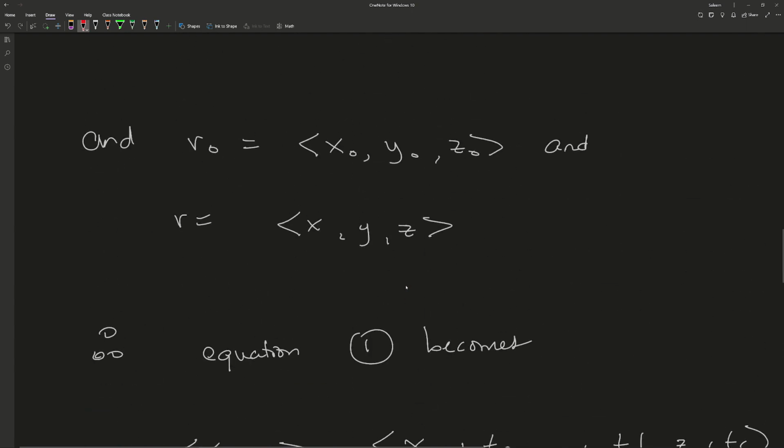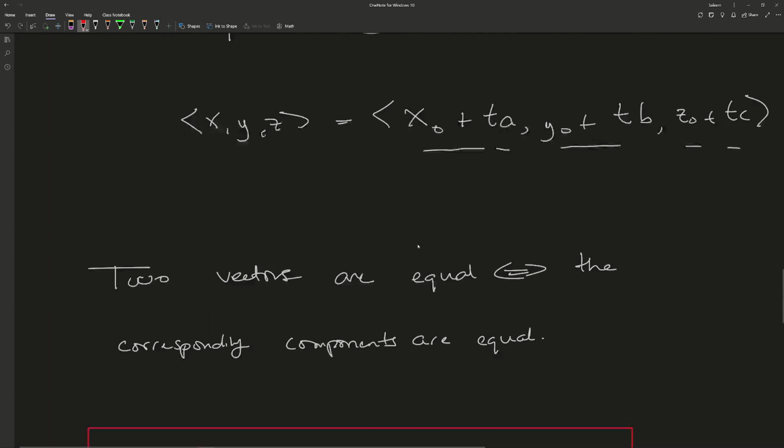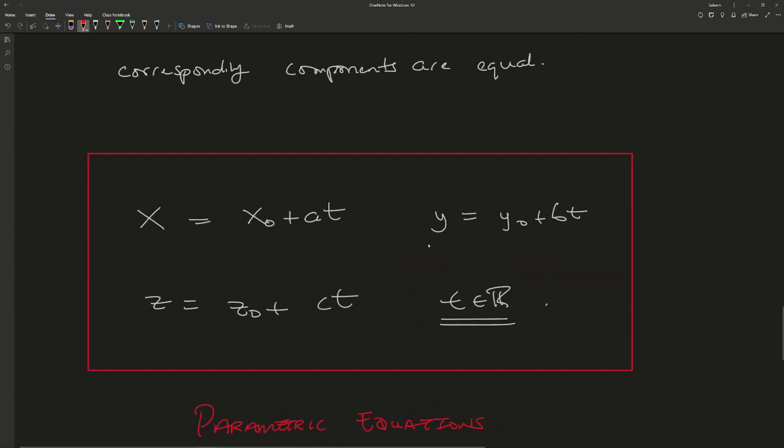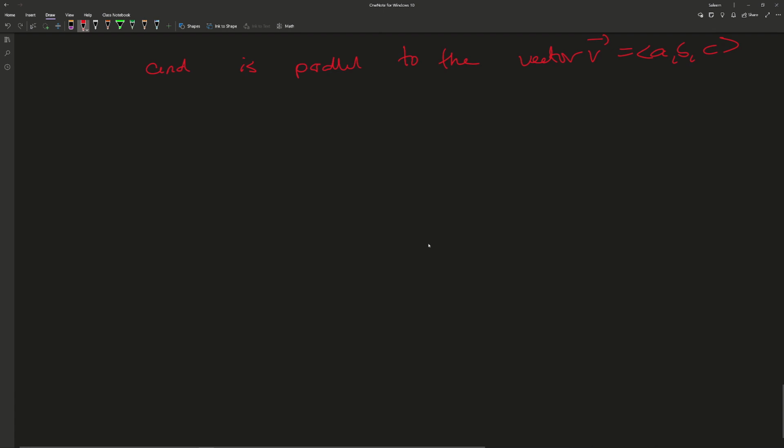So far we have the vector equation of a line, and we have the parametric equations of a line, and you will need to know these interchangeably, right? Because sometimes you're given the parametric equations and then we have to convert it into another form. Before we move on, let's actually do an example.